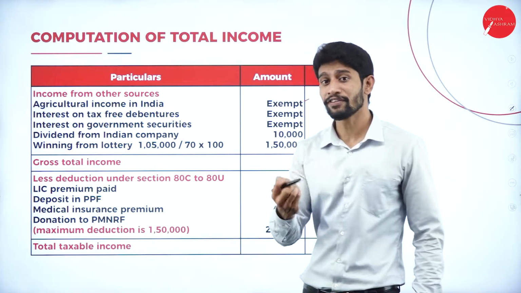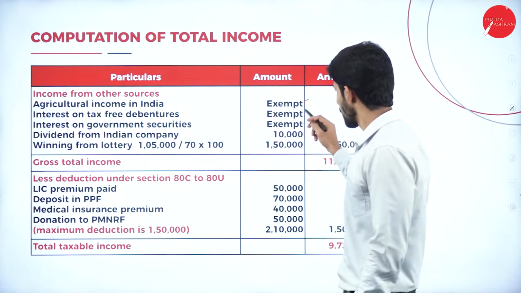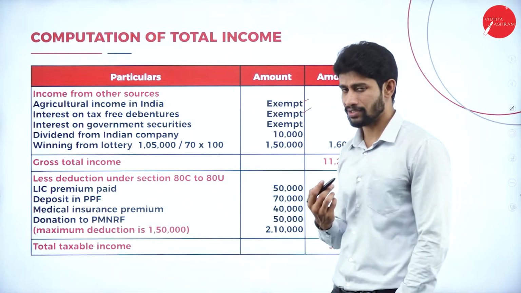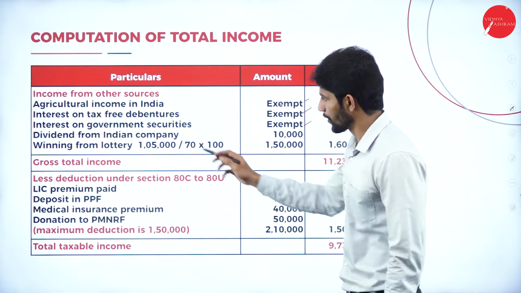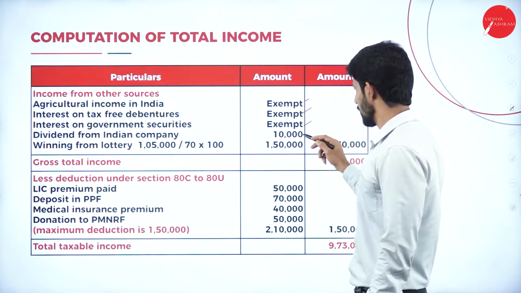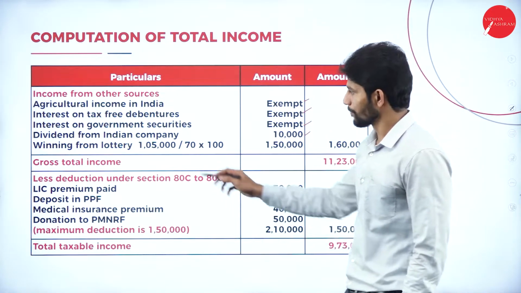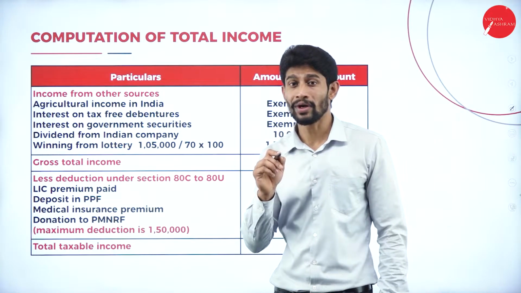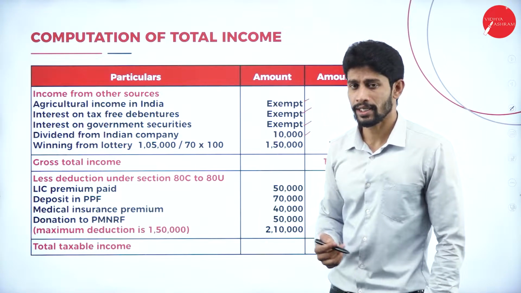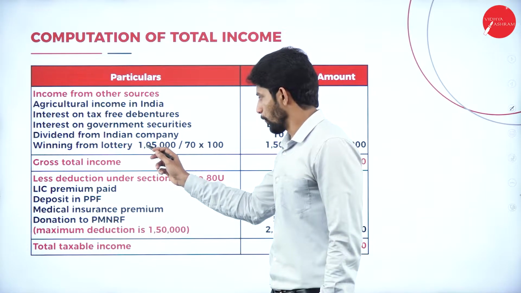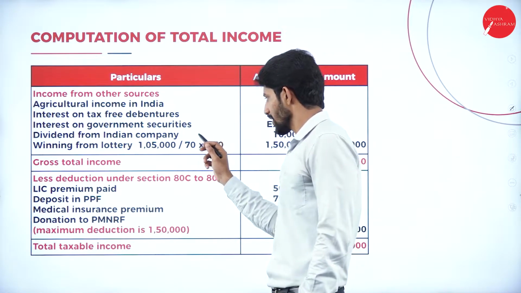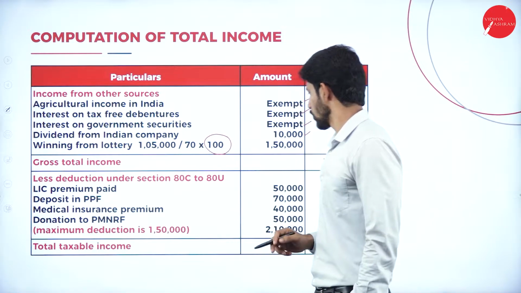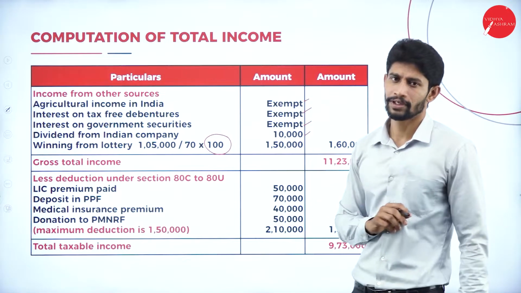Interest on tax-free debentures, yes, it is also exempted. And interest on government securities, yes, it is also exempted. Next, dividend from Indian company, 10,000, it is taxable. And winning from lottery, in the problem they had given the net value, that is 1,05,000. We are supposed to make it gross. So if 1,05,000 is for 70%, what is the value for 100%? So you will get 1,50,000.